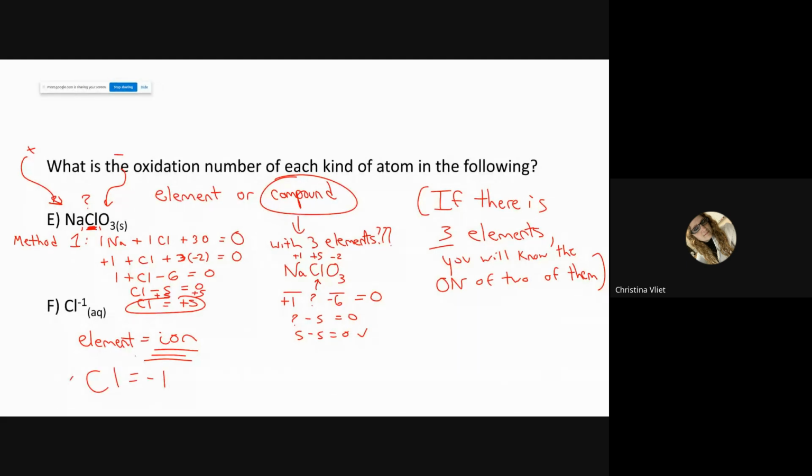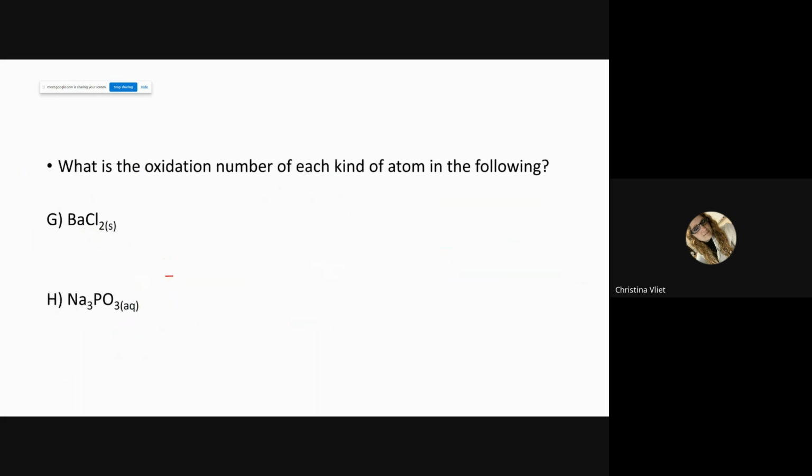That's rule 1. Cl is -1. It's giving you its oxidation number, telling you that this chlorine has gained an electron. That's what these numbers indicate: how much it's gained or lost an electron. We have 2 more examples.